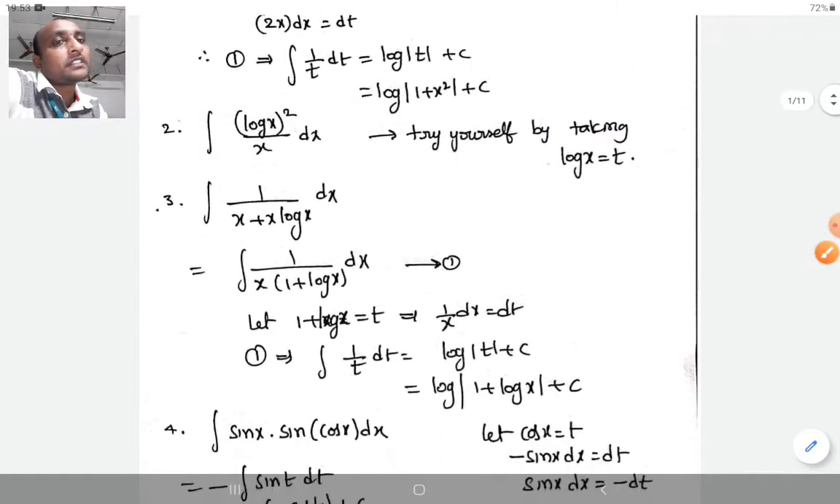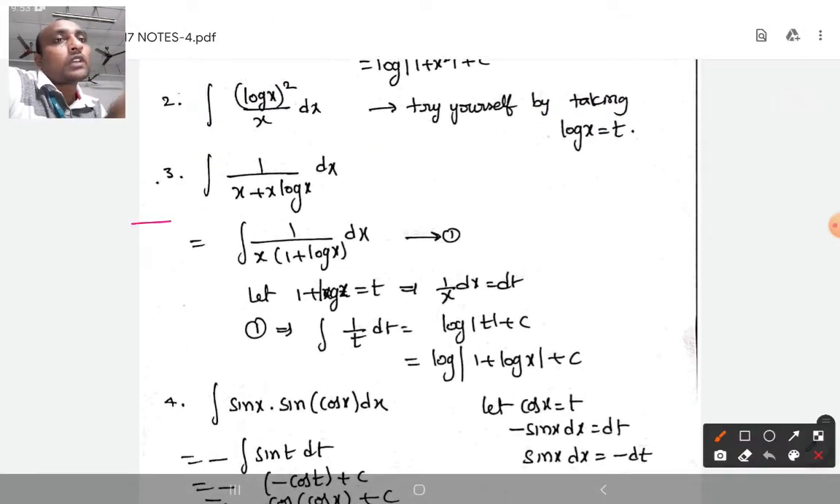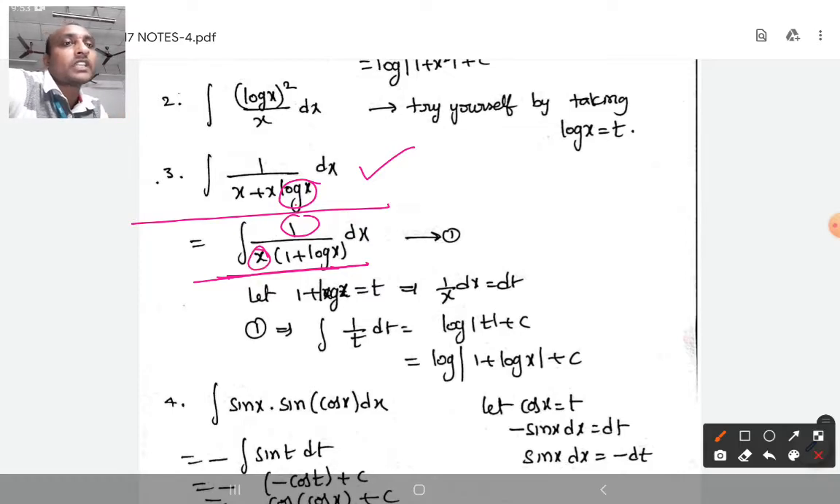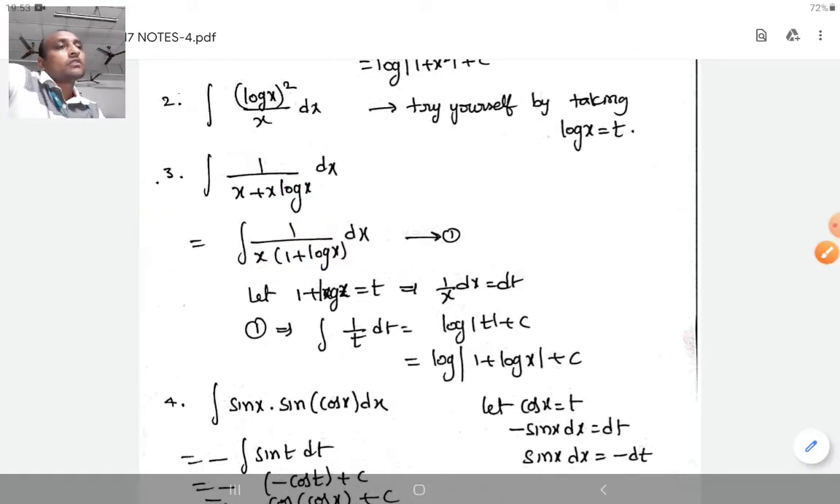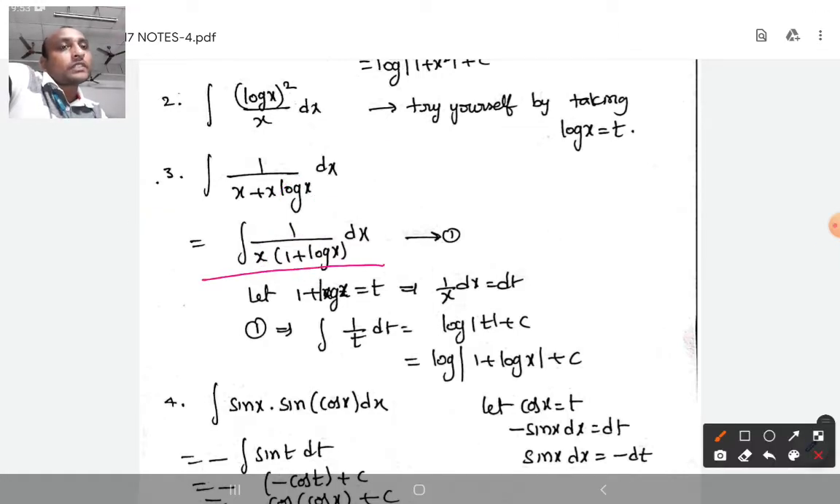It is easy. Similarly, 1 by x plus x log x into dx. For this question, take x common first. In the denominator take x common, so that 1 by x will come. 1 by x is the derivative of log x, so that I can take log x as t. So it is 1 by x into 1 plus log x into dx.